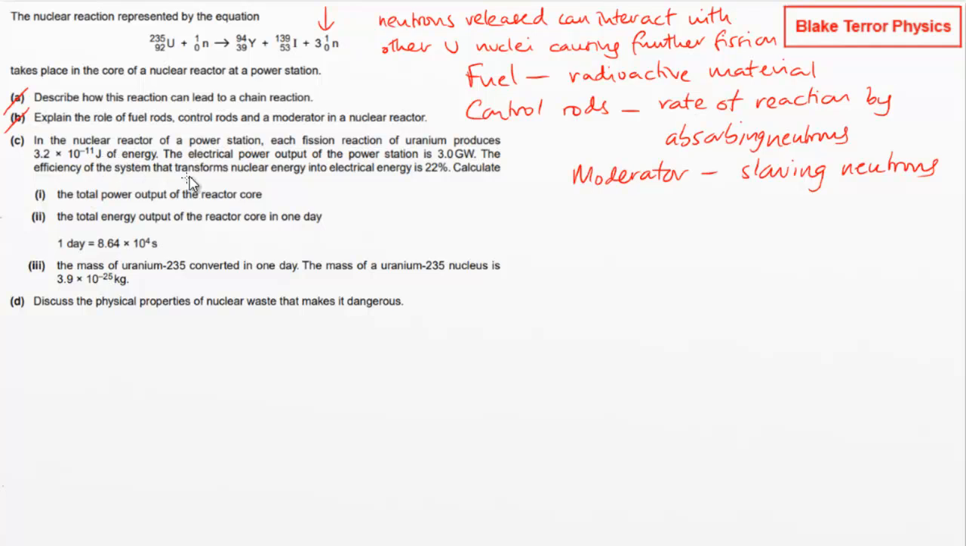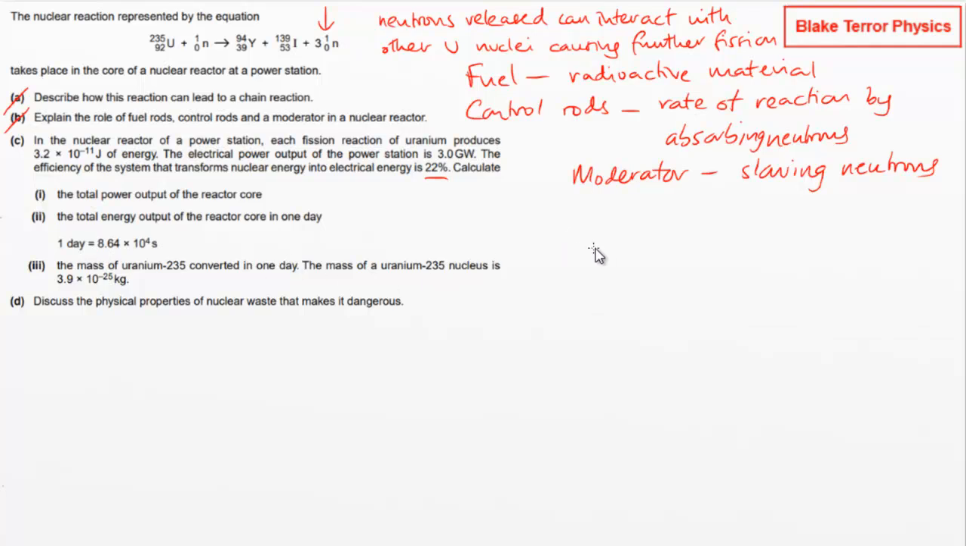C. In the nuclear reactor of a power station, each fission reaction produces 3.2 times 10 to the minus 11 joules of energy. The output power is 3 gigawatts. Unfortunately, not 1.21 gigawatts, but just 3 gigawatts. The efficiency of the system is 22%. Calculate total power. Right, they're walking us through some calculations here by the look of it.